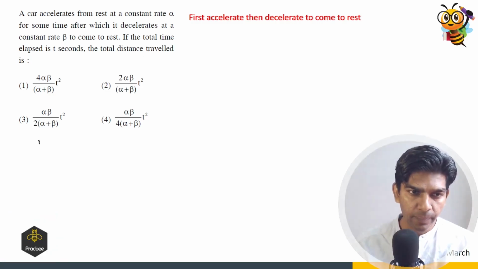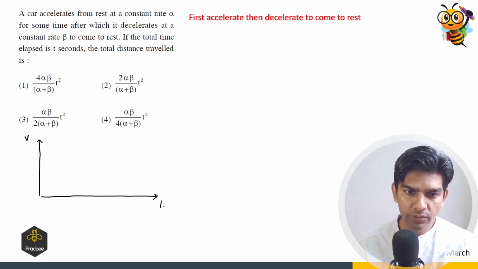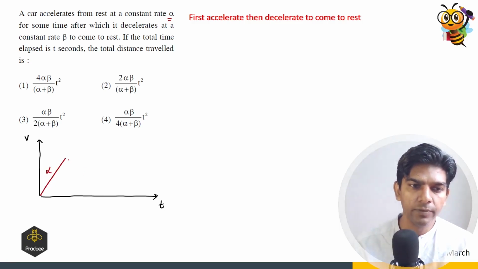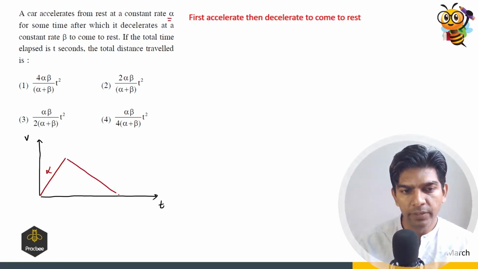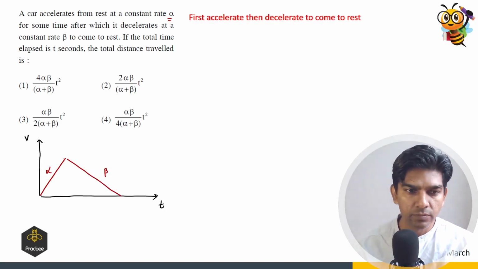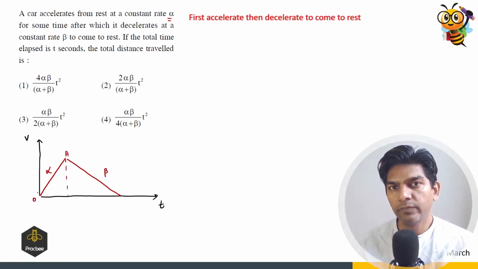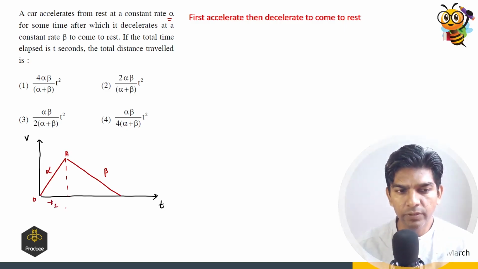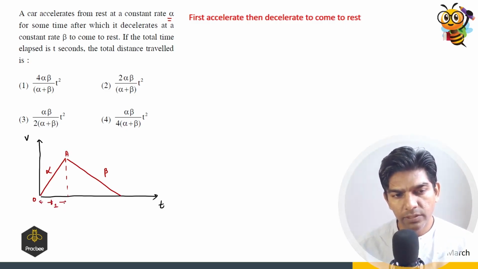So let me first draw the velocity time graph in such questions. So v on the y-axis and t is on the x-axis. So first it accelerates with a constant rate alpha. So it will be a straight line. So that is alpha. And then it decelerates with a constant rate beta. Again it will be a straight line, but the slope will be negative. And it comes to rest. So let us say if I take these points O to A, while the car is accelerating, let us say it has accelerated for t1 interval. So this time is t1 and it decelerates for t2 interval, right?